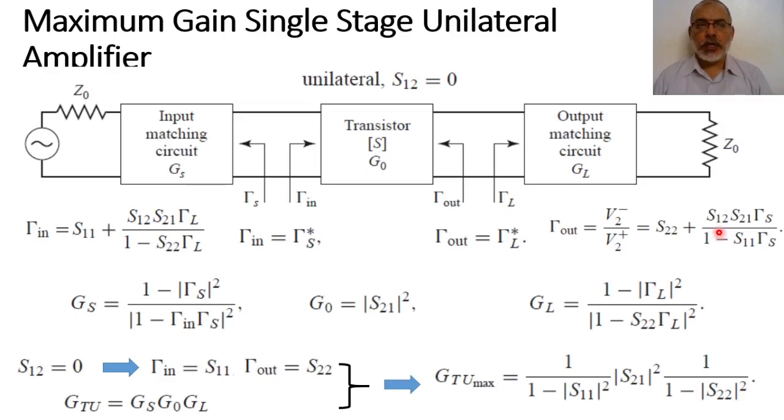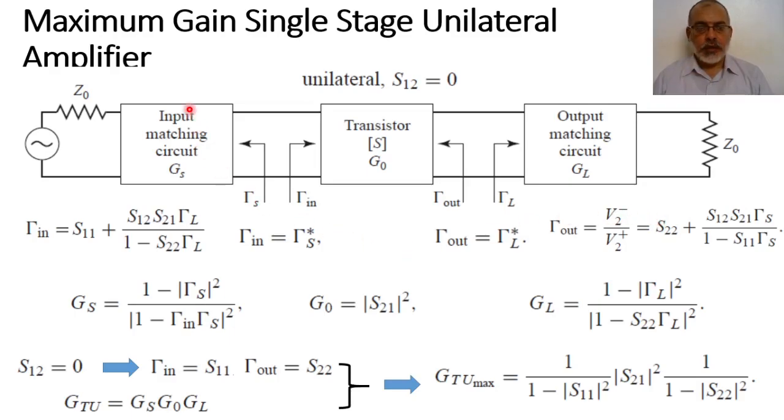So, for the special case of a unilateral amplifier, if we are interested in designing a maximum gain amplifier, in this case, the value of gamma source should be S11 conjugate, because gamma in is S11. And gamma load should be S22 conjugate.